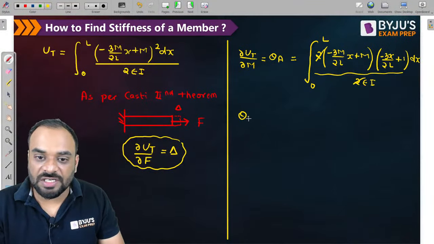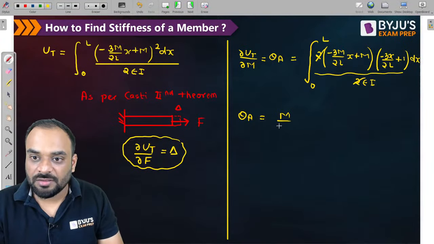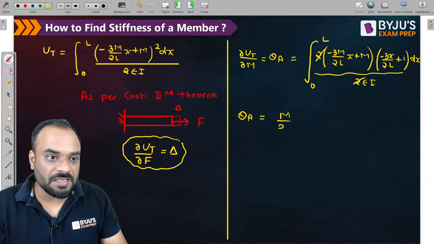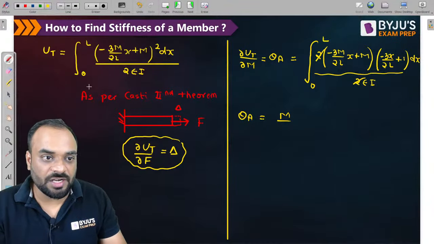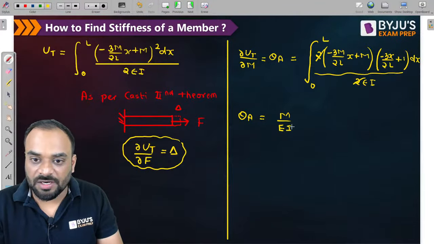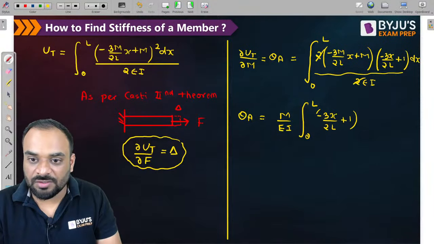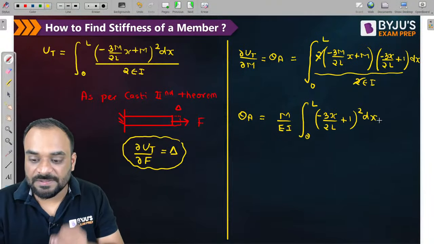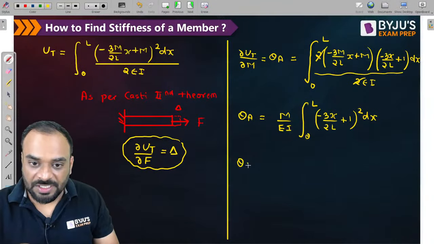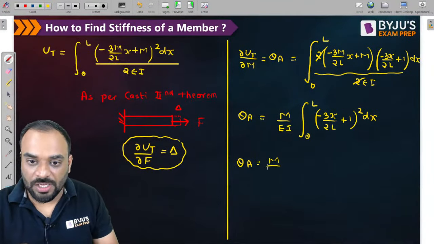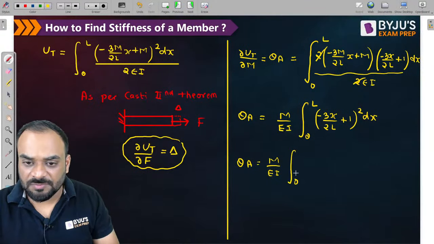Now whatever constant value you have, please take out as common. So M by EI is the constant value which we can write outside the integration part, and then we have to write integration 0 to L, and this value will become (minus 3x by 2L plus 1) whole square dx, correct? Okay, so theta A is equal to how much? It will be equal to M by EI, then integration 0 to L.